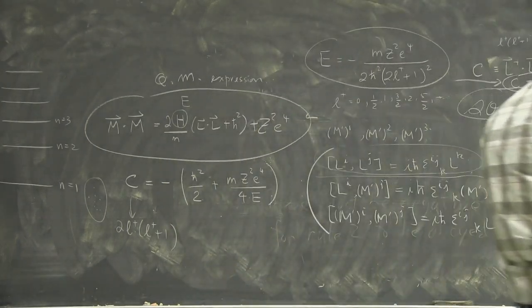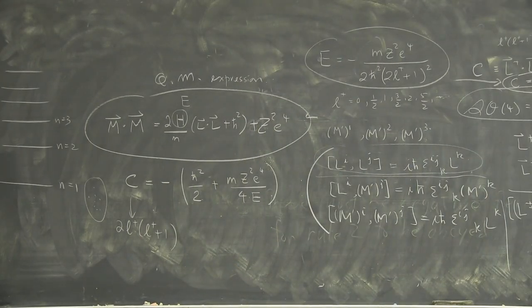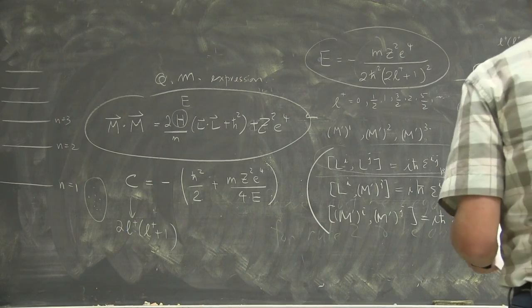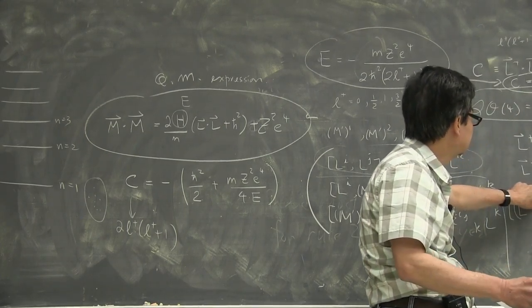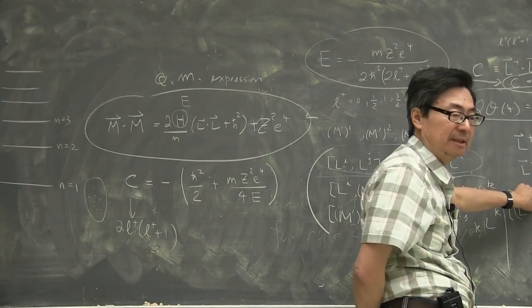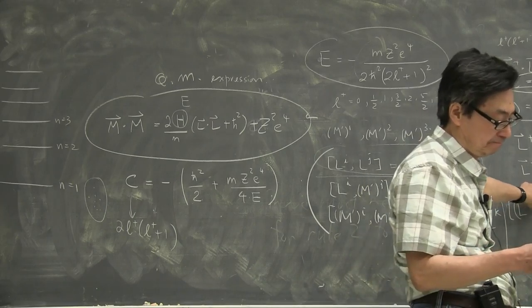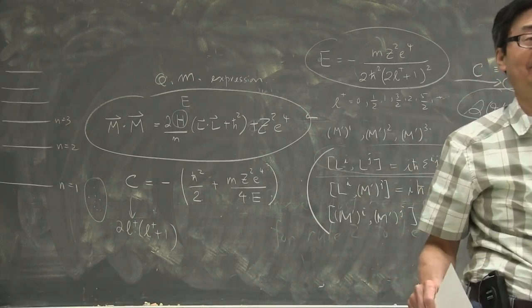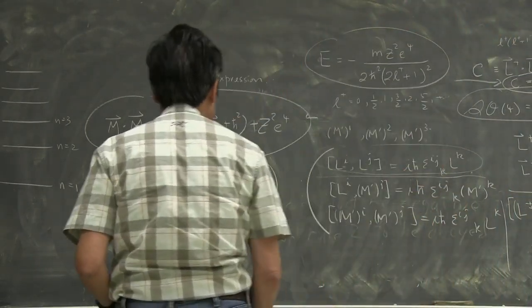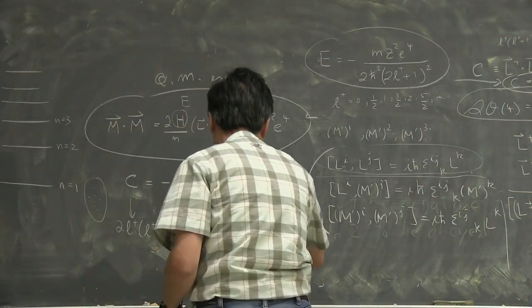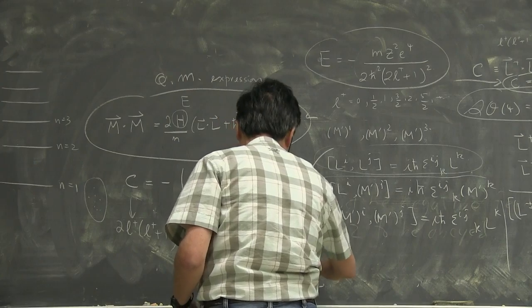So let's see what we can do with it. We still haven't determined exactly what that L plus is yet. But just by looking at this equation, what is L plus plus L minus? Just L. L plus plus L minus is just L, by definition.